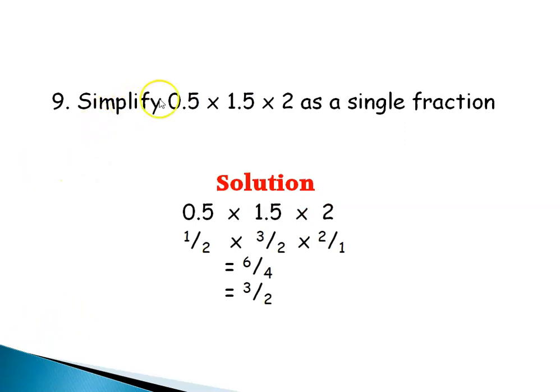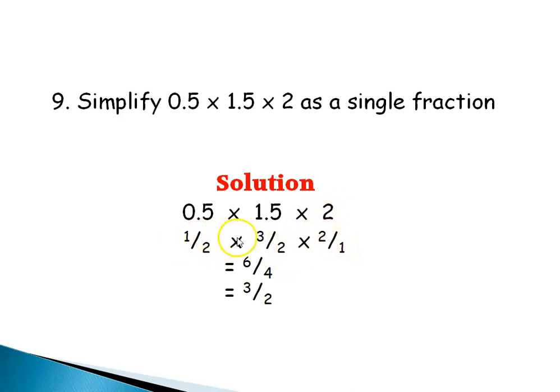Question 9. Simplify 0.5 times 1.5 times 2 as a single fraction. So what I'm going to do is to change all of them to fractions. Then I'll simplify. So 0.5 is the same thing as saying 1 over 2. 1.5 is the same thing as saying 3 over 2. And then 2 is the same thing as saying 2 over 1.